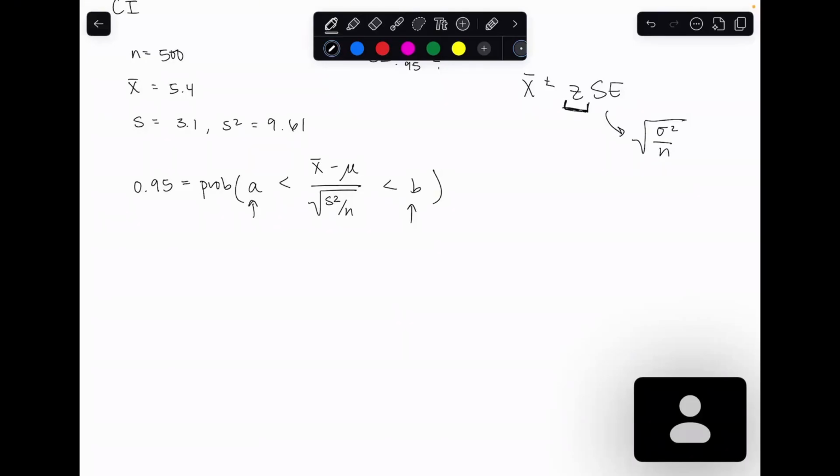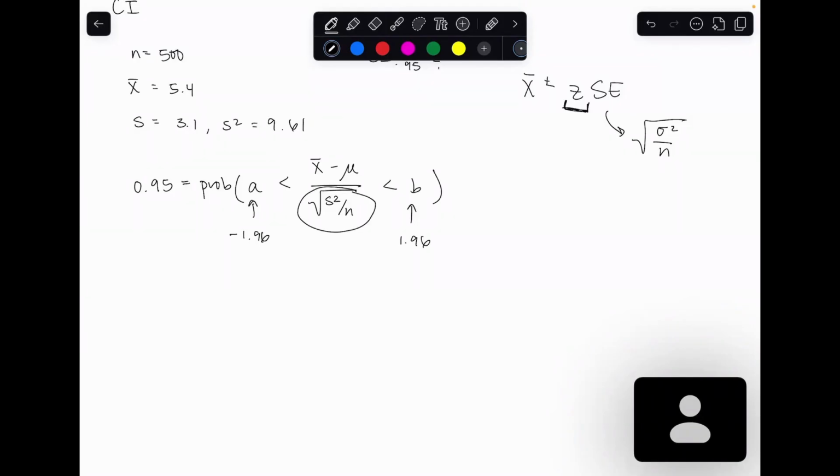So N is 500. So what can we use? Z's. Yeah, exactly. We can use our standard normal table. So let's find those. 0.025. And if you don't have it memorized by now, you might. You just might soon. But 1.96. Yep. And negative 1.96. Exactly. And that will be the case for a two-sided 95% confidence interval.